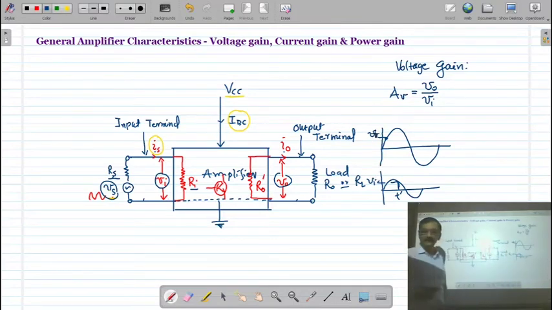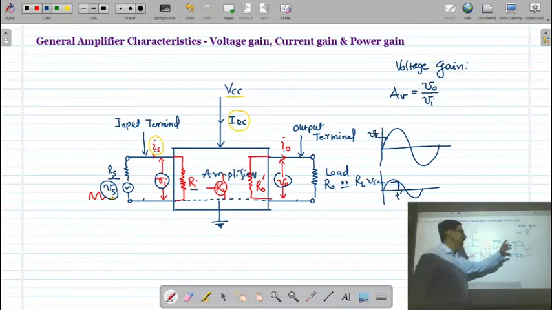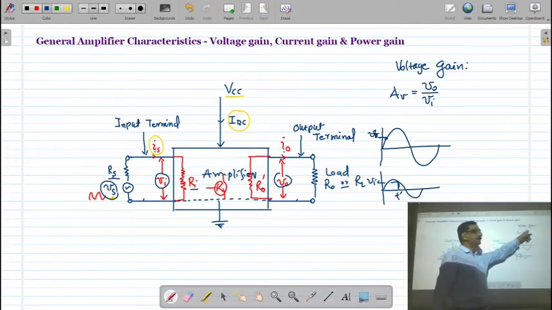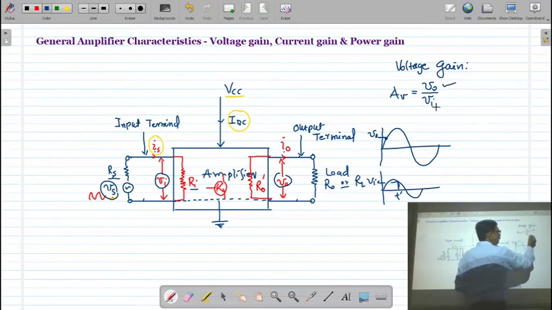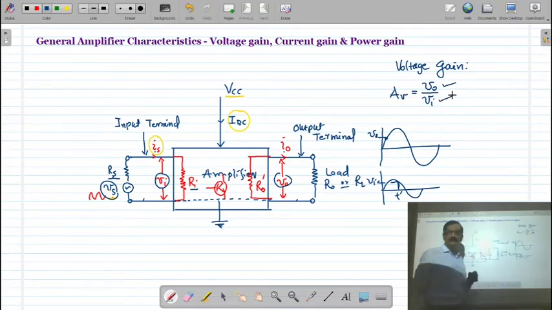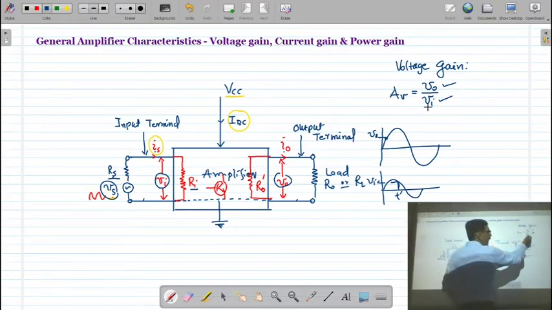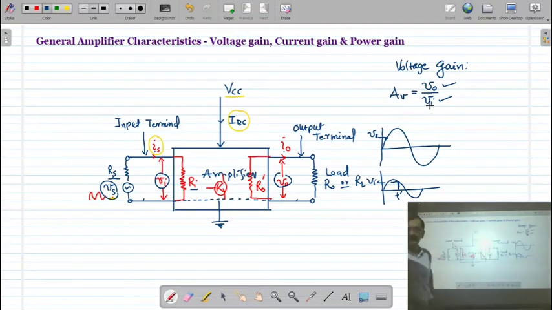Try to understand that when you use this formula, the instantaneous value of the output voltage to the instantaneous value of the input voltage, you do not know at what time you are measuring the output voltage and at what time you are measuring the input voltage. This time difference will be there, and the amplitude of the output voltage and the amplitude of the input voltage will be different, and therefore you cannot take this ratio VO by VI.